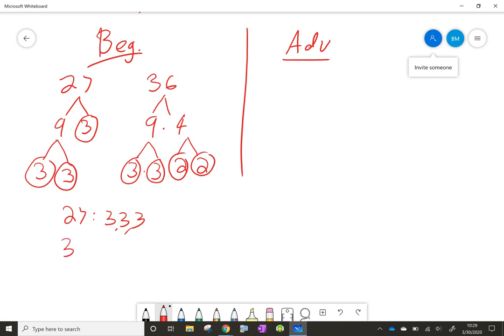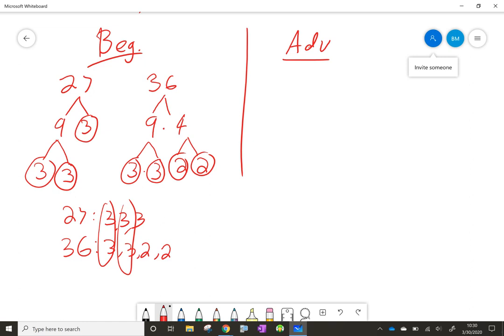So for the 36, we have 3, 3, 2, and 2 as its prime factors. So the GCF is just kind of finding what they have in common, right? It's called greatest common factor. So what do they have in common? Well, they both have a 3. They both have a second 3 in common. And that's it. There's nothing more that they have in common.